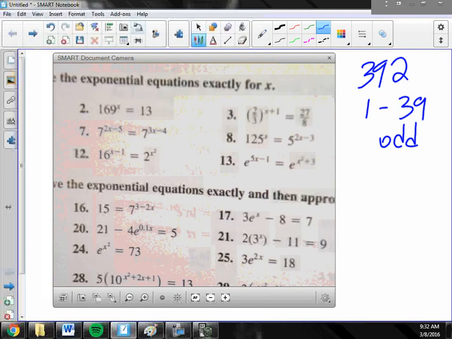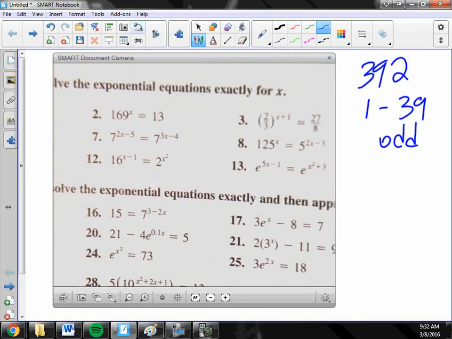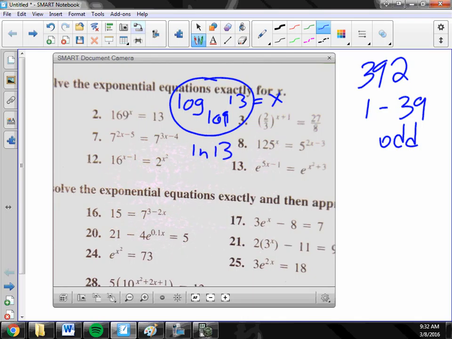Problem number 2 says 169^x equals 13. There are two ways to solve this, and I don't care which way you use. One way is to convert from exponent to logarithm. So this would be log base 169 of 13 equals x. And then how do you evaluate that using the change of base formula? ln of 13 over ln of 169, and you're going to get 1/2, because the square root of 169 is 13.